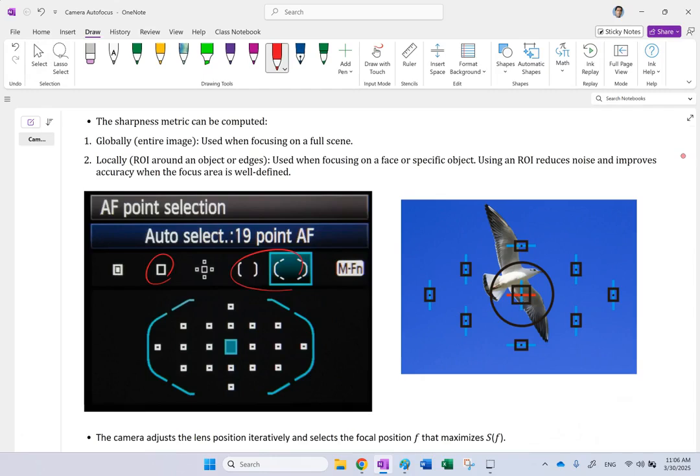So here you see there is a collection of 9 points. You can have, I guess, 19 points, right? For different cameras, there are different numbers of autofocus points, and you can pick them, and that will tell the autofocus mechanism how many points it should use to calculate these edges.